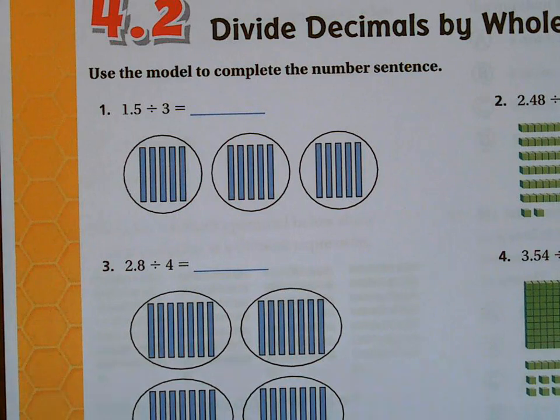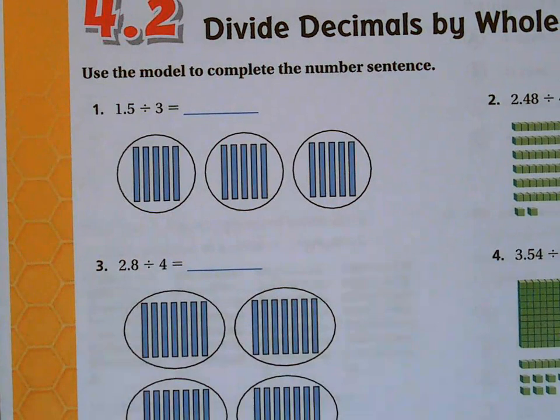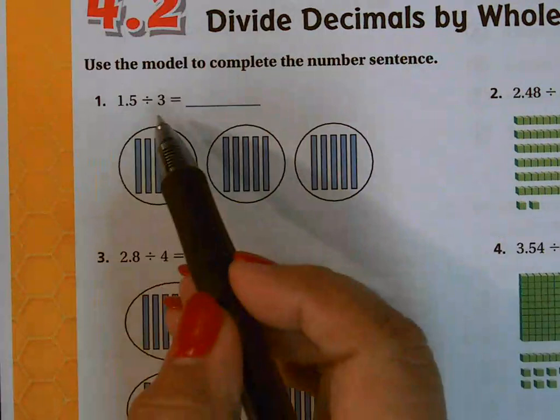Hey everybody. Okay, so tonight's homework is on 4.2, divide decimals by whole numbers using models. So let's take a look at the first one. Here we have 1 and 5/10 divided by 3.